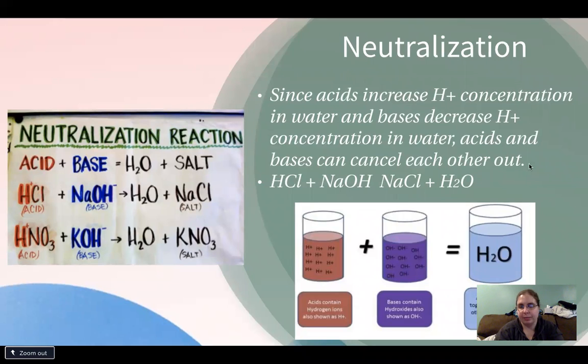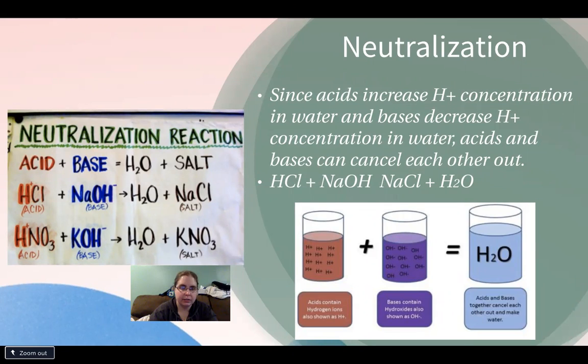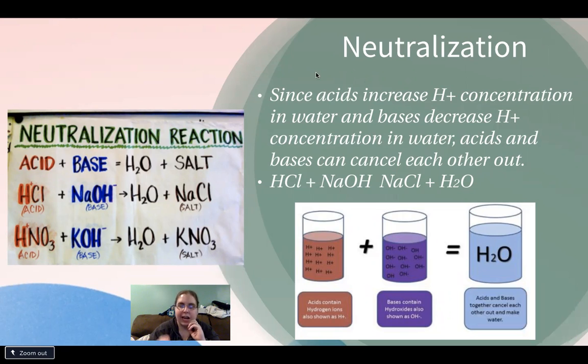So neutralization. How do we neutralize an acid and a base? Well, since acids increase hydrogen ions and bases increase hydroxide ions, we have H+ and OH-, they balance and cancel each other out, and we actually get water as a result.